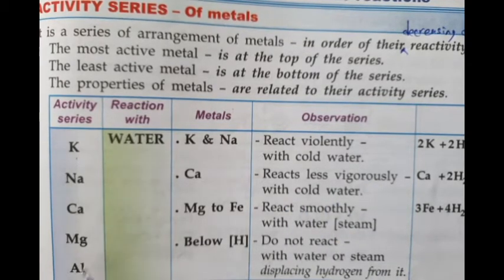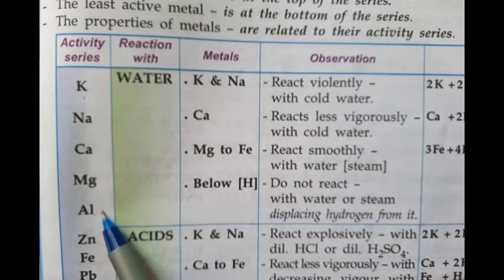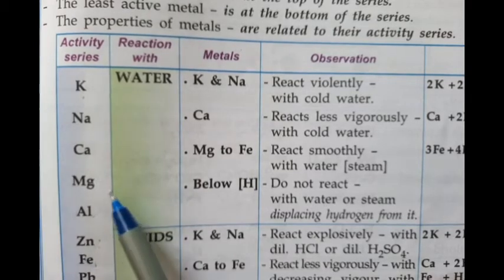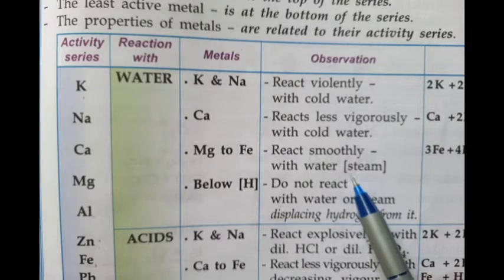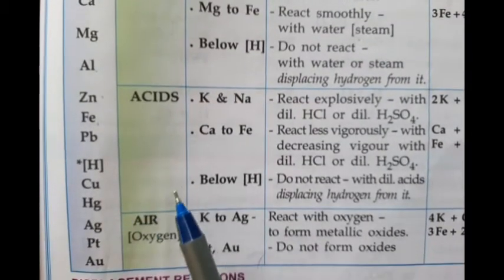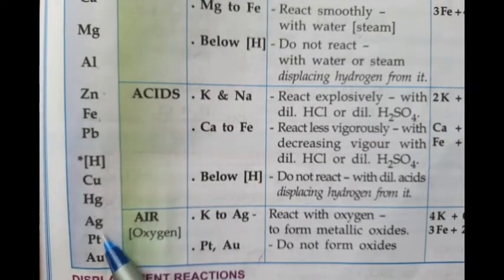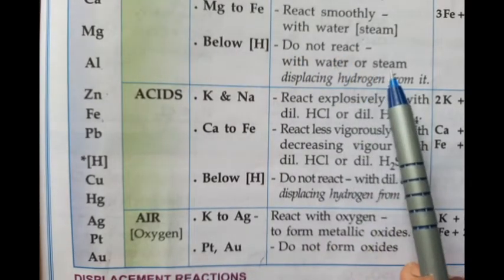And magnesium to iron, that means magnesium, ammonium, zinc, and iron, react with steam, not with cold water but with hot water, that is steam. Whereas the metals below hydrogen, that is copper, mercury, silver, platinum, gold, do not react with water, neither with steam.